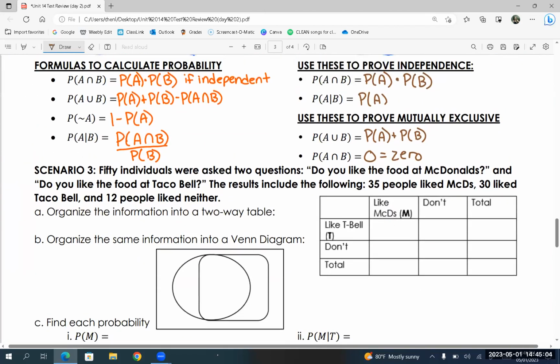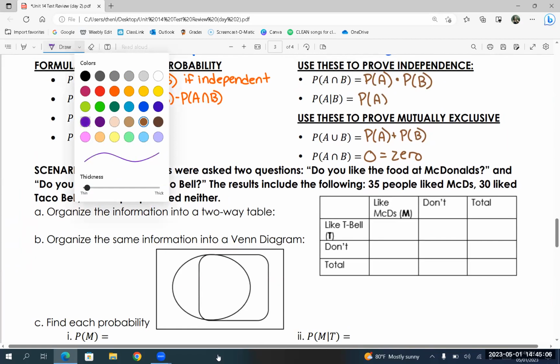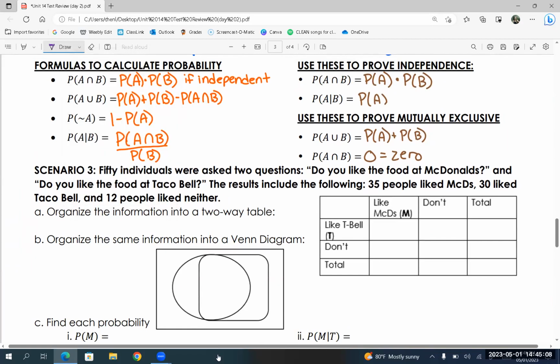Okay, scenario 3. 50 individuals were asked 2 questions. Do you like the food at McDonald's? And do you like the food at Taco Bell? The results include the following: 35 people like McDonald's, 30 like Taco Bell, and 12 people liked neither. So we need to first build our t-table based upon this information.